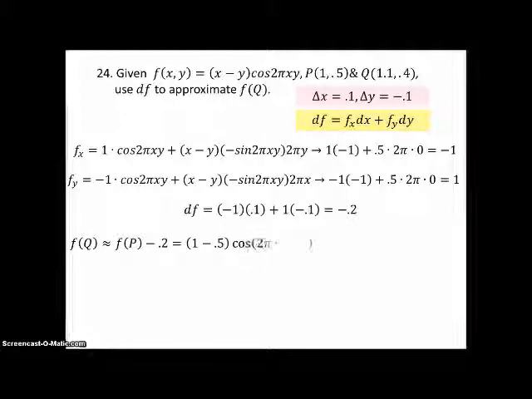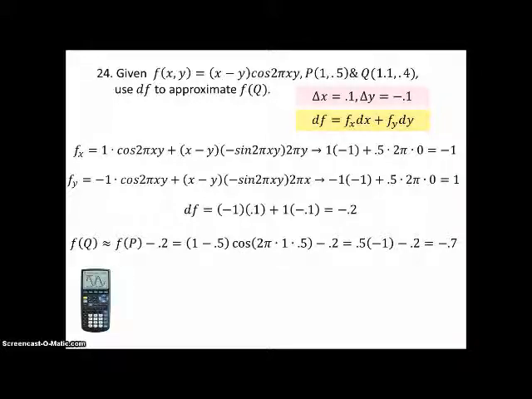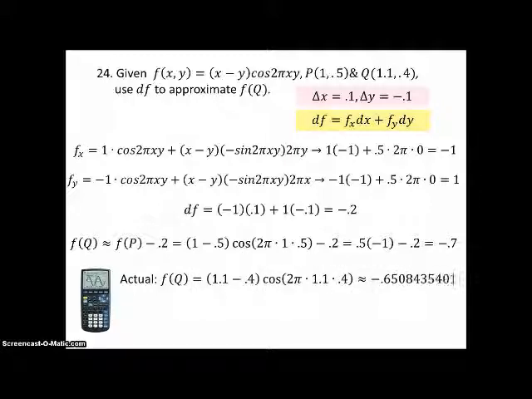So now we can approximate f of q as f of p plus negative 0.2, and so if you plug in 1 and 0.5 into the function, you get a nice value of negative 0.5. So we have negative 0.5 minus 0.2, which is negative 0.7. Now if we take out our handy dandy calculator and plug into the function, we get actually a better approximation from the calculator, and this time our linear approximation using calculus is not very good.